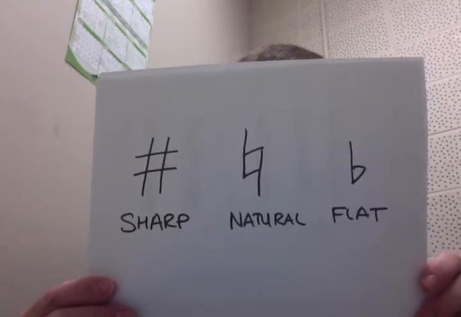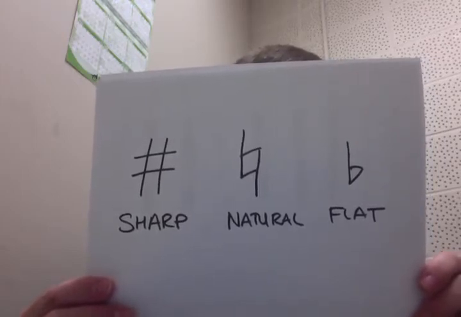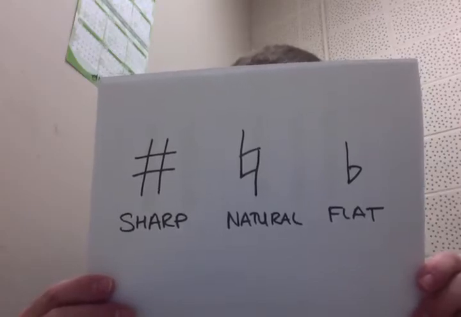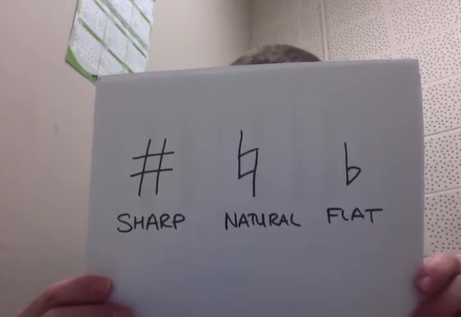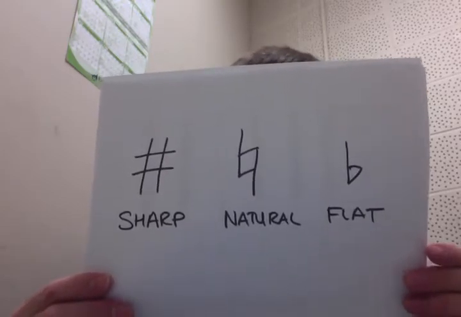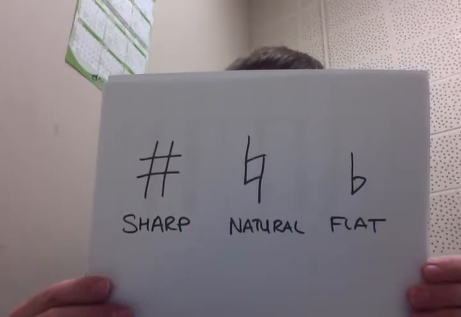Sometimes people get confused with the natural sign. The natural sign is simply the same note as if it would have no sharp or flat by it. In other words, a G natural is the same as G. Okay? But we have to use that natural sign sometimes in order to cancel out the sharp or flat, which we'll talk about here in a minute.